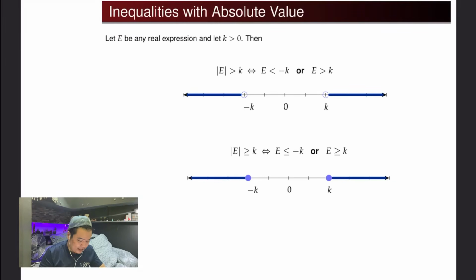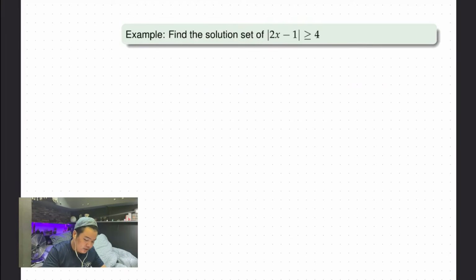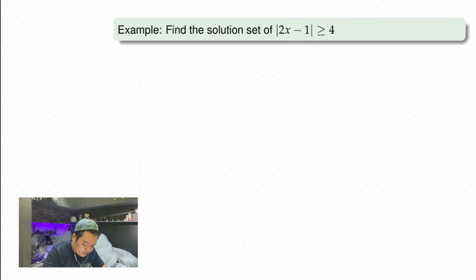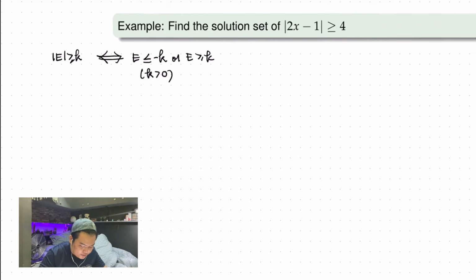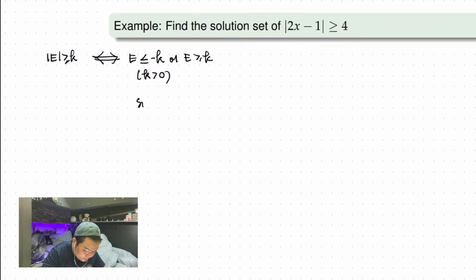So, gawa tayo ng example. Susulat ko lang yung rule. So, absolute value of E is greater than K. It means E is less than equal to negative K or E is greater than equal to K. Okay. Lagyan natin ng equal sign. Kailangan K ay positive or greater than 0.